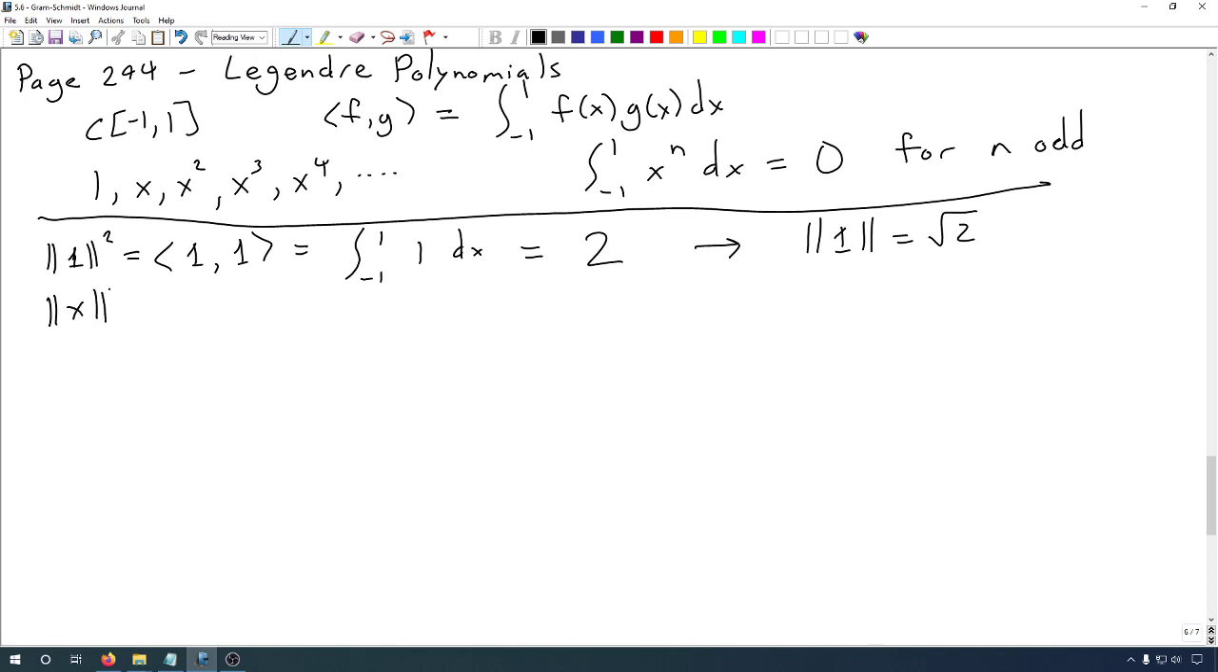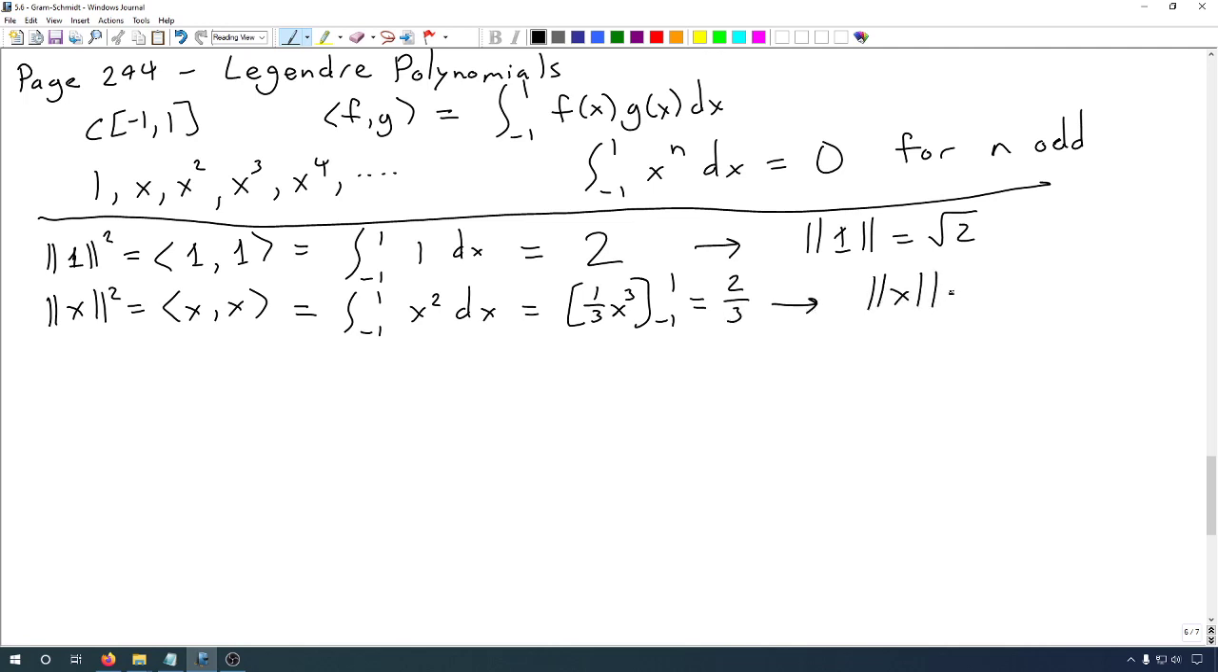Well, I'm also going to take the norm of x, and I'll show you why in a moment. So what we're doing is taking the norm. Remember, we're taking x times x, so we're integrating x squared. When we do that, we get 1/3 x cubed from -1 to 1, and that gives us 2/3. So that means that the norm of x is the square root of 2 over 3.